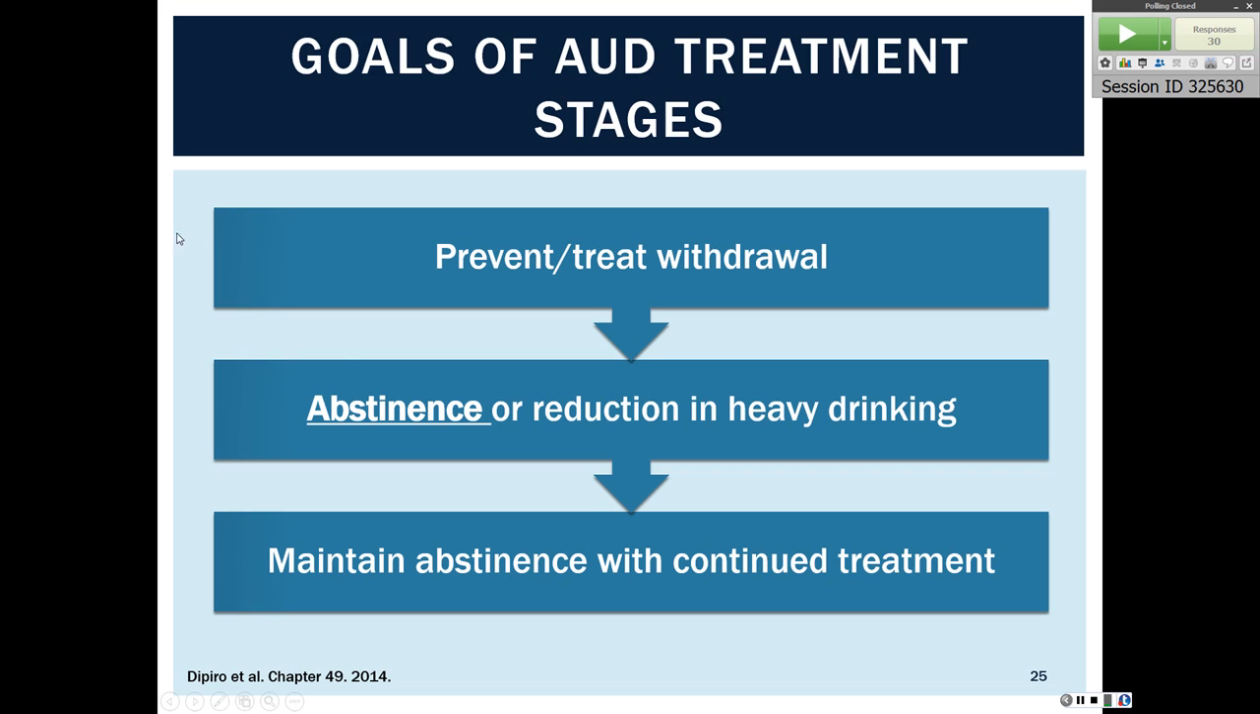And then you want to achieve that abstinence or reduction, and then you want to maintain that abstinence or reduction with continued treatment. Because you can't just have somebody be like, okay, cool, you stopped drinking, you're done now, that's great, see you for your annual physical next year. That doesn't work. In order for people to actually be treated for substance use disorders, they need constant engagement in treatment.